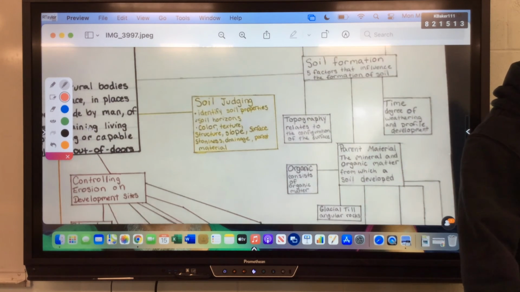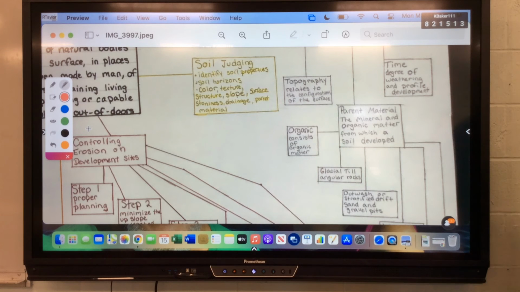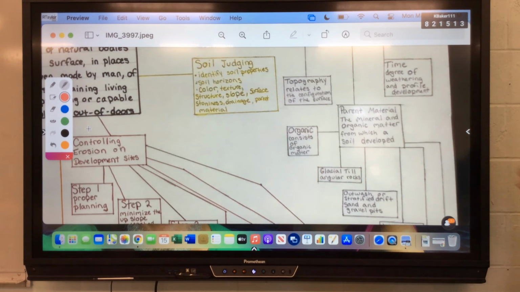Next factor is time, right? Time allows for more weathering of particles. How old did I say Maine soils are? Very good, Connor. 12,000 years old, right? So are Maine soils old or young? Young. So have they had time to really, really develop like a soil that's 100,000 years old? No. So that time is a soil forming factor.